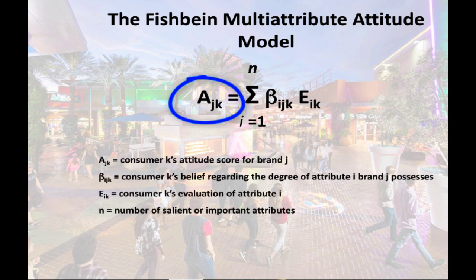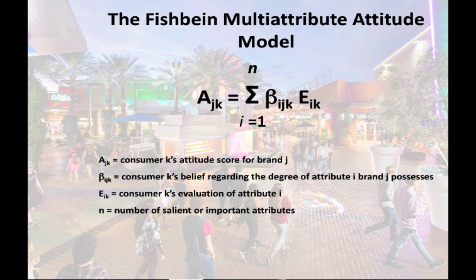The A represents the overall attitude score for the brand that is computed based on the formula. B refers to consumers' belief regarding the degree of the attribute that the brand possesses. E refers to consumers' evaluations of the attribute.